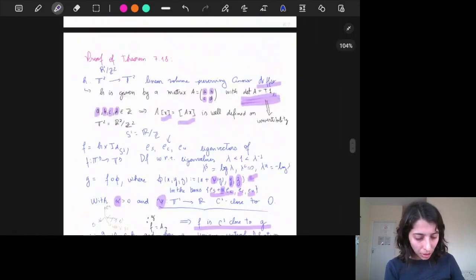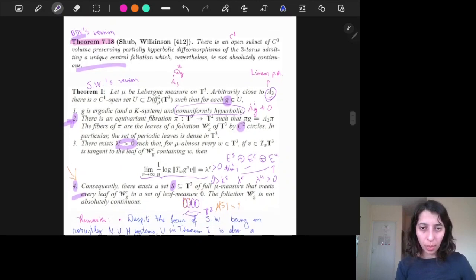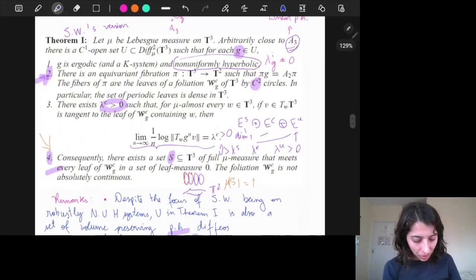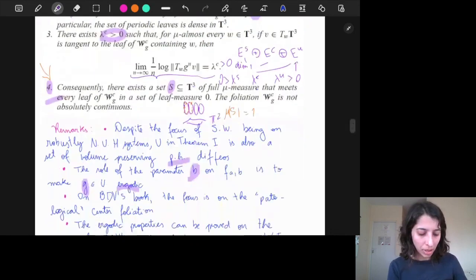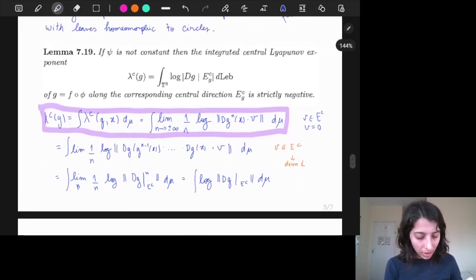And this is another difference, because here we have negative center exponent in the Bonatti, Diaz, and Viana book, and here we have positive center exponent. But by taking the inverse, we have the same kind of map because we change the sign of the center Lyapunov exponent. And here, the definition of center Lyapunov exponent is like this. This is the definition. But here they replace it by something else.